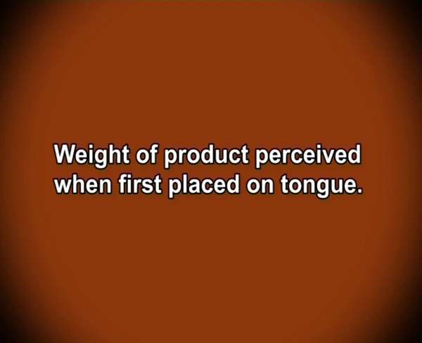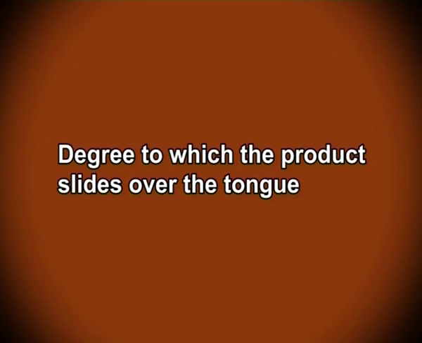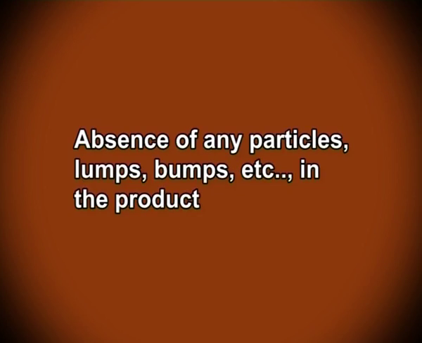Heaviness: weight of product perceived when first placed on the tongue. Moisture absorption: amount of saliva absorbed by the product. Moisture release: amount of wetness or juiciness released from the sample. Mouth coating: type and degree of coating in the mouth after mastication. Slipperiness: degree to which the product slides over the tongue. Smoothness: absence of any particles, lumps, bumps, etc.